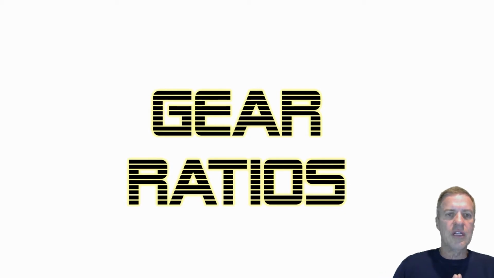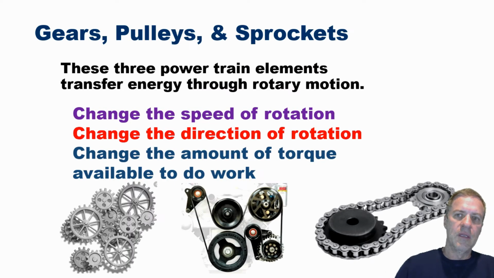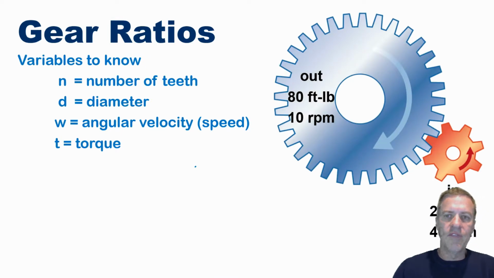All right, in this video we're going to be looking at gear ratios. And then we're going to use gears to change the speed of rotation, change the direction of rotation, or change the amount of torque going in and out. The variables that we'll be using: we'll use N for the number of teeth, D for diameter, W for angular velocity, and actually we're going to use the Greek W, the lowercase omega, and then the Greek T, which is tau, for torque.